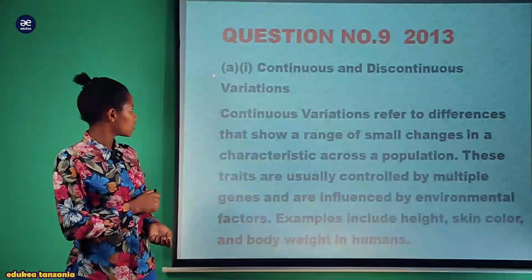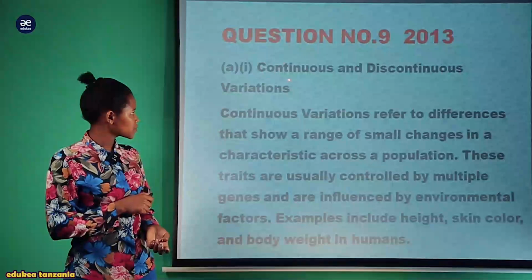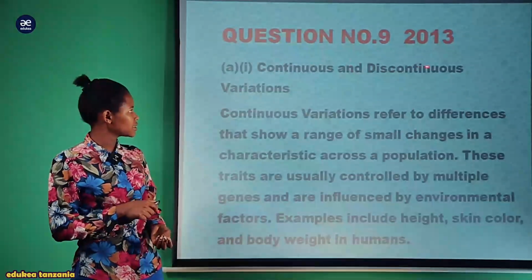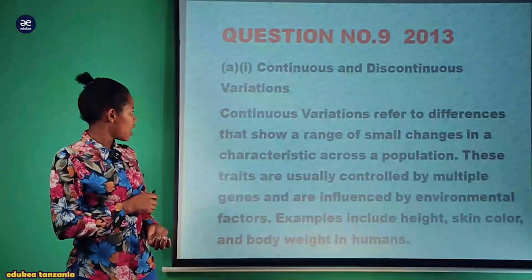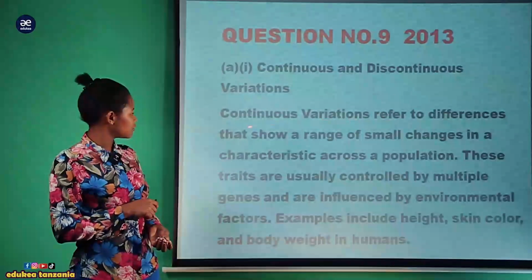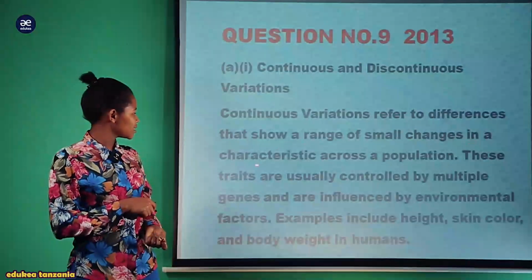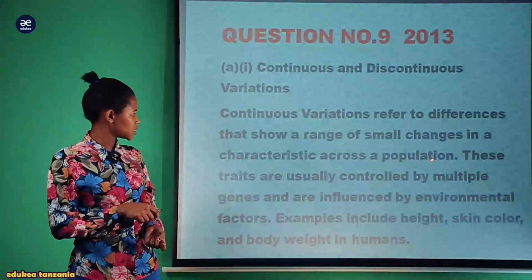The first part A first need us to explain how to give out the meaning of continuous and discontinuous variations. When we talk about continuous variation, you can see it refers to the differences that show a range of small changes in a characteristic across a population.